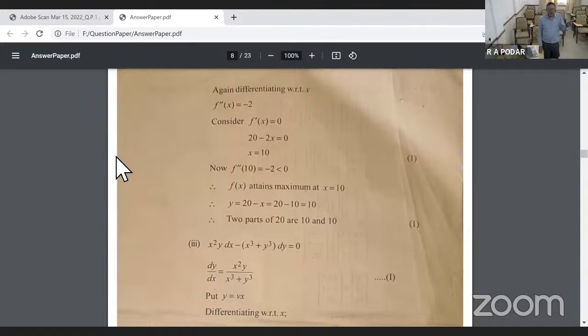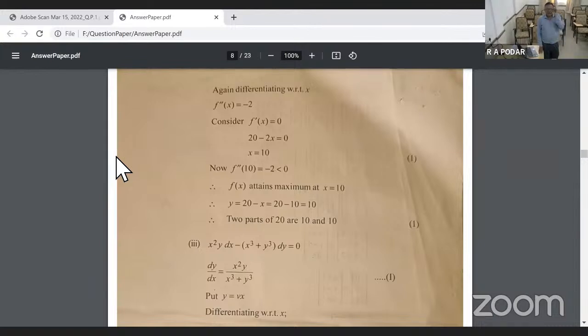So for what value of x? f dash x you have to equate with 0, you will get the value of x is 10. Then f double dash 10, you substitute the value of x in f double dash, that is the second order derivative. So that becomes minus 2, that is less than 0. And so f of x is a maximum at x equal to 10. So both parts are 10. So 20 minus 10 is also 10. So x is equal to 10, y is also 10. So two parts of 20 we have made, x is equal to 10 and y is equal to 10.